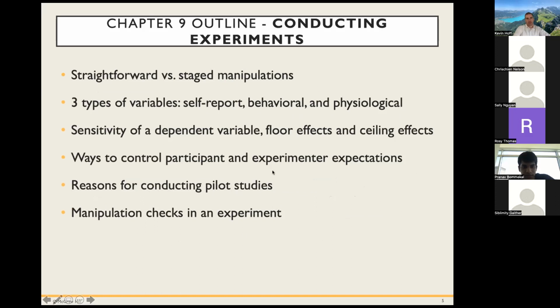This is all the stuff that we're going to cover in week 9. So this is chapter 9, but it's really just various considerations, like if you were to go about planning an experiment, things that you would need to think about, different ways that we can measure variables, and other things in terms of how participants' and experimenters' expectations can sometimes influence the results in ways that we don't want.